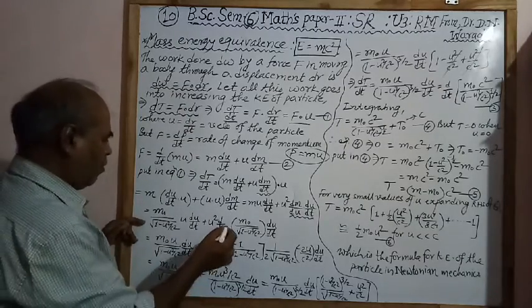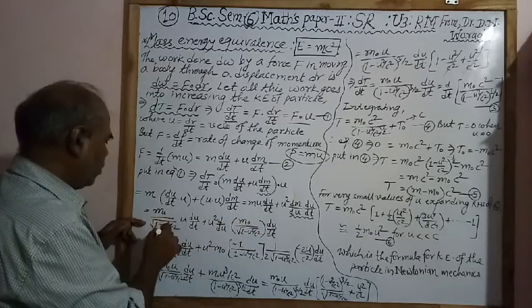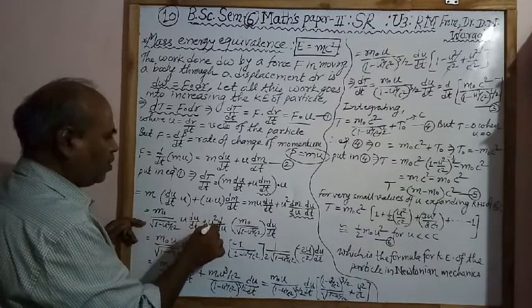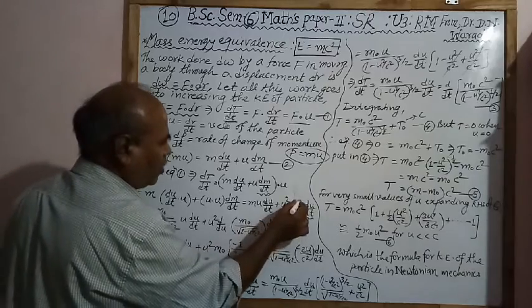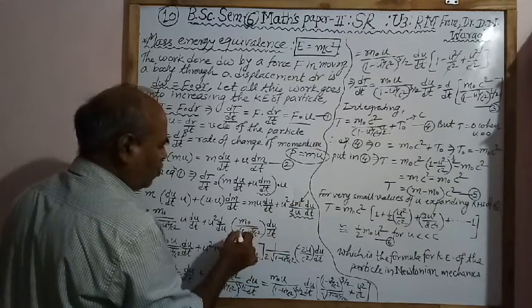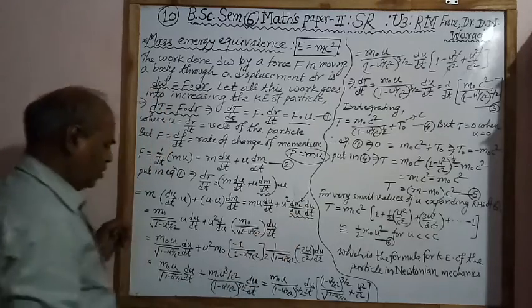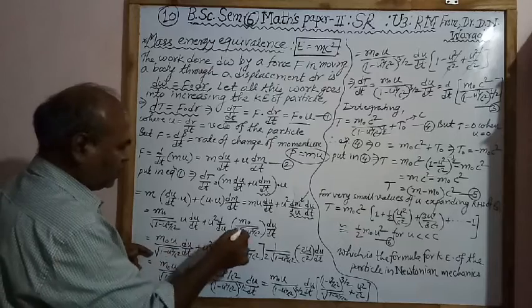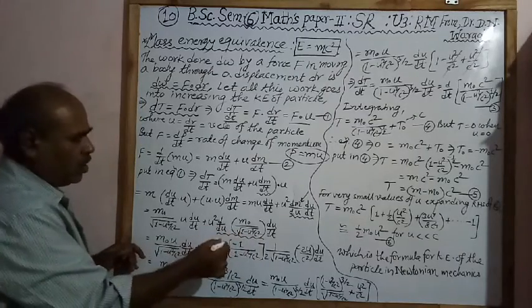Then we put the value of m. Putting the value of m, we have m0 divided by under root of 1 minus u square by c square. u into du by dt plus u square into d by du of, again put the value of m here, m0 divided by under root of 1 minus u square by c square, into du by dt as it is. Now first term we keep as it is. Second term we take the derivative of this bracket, d by du of this bracket.